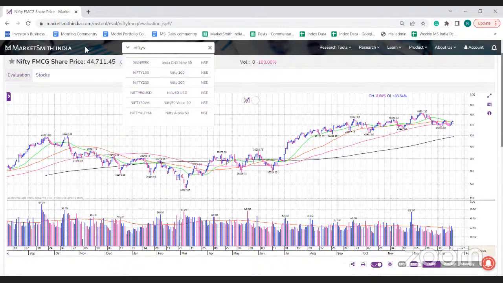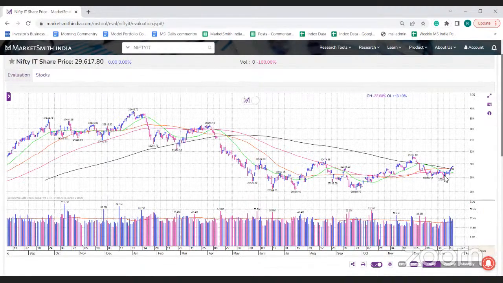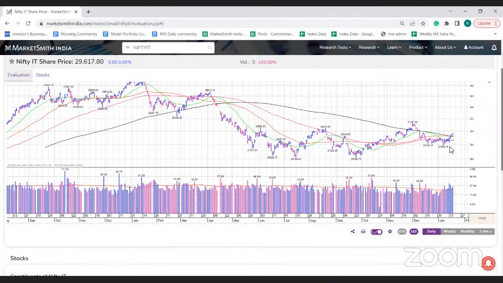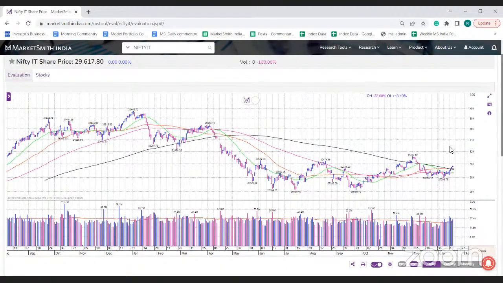Okay, if we quickly look at the Nifty IT, when the results of IT companies are out, almost all the major companies are out. That has been a decent one. No major miss over there. So you can see it has reclaimed its 50 and 200 DMA, and since last many days, the sector has been doing good. See, most of our IT services companies depend on 85% revenue from the US and Europe.